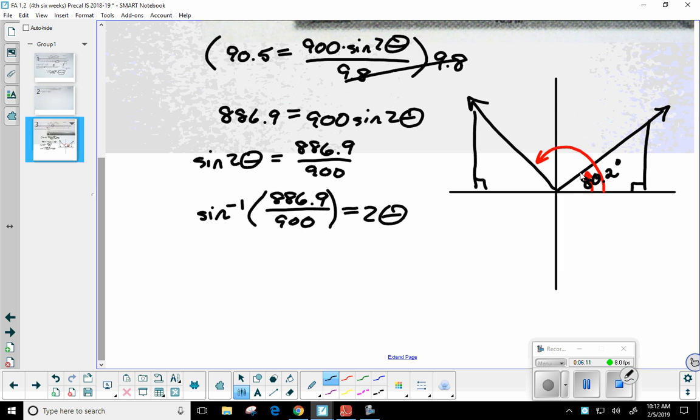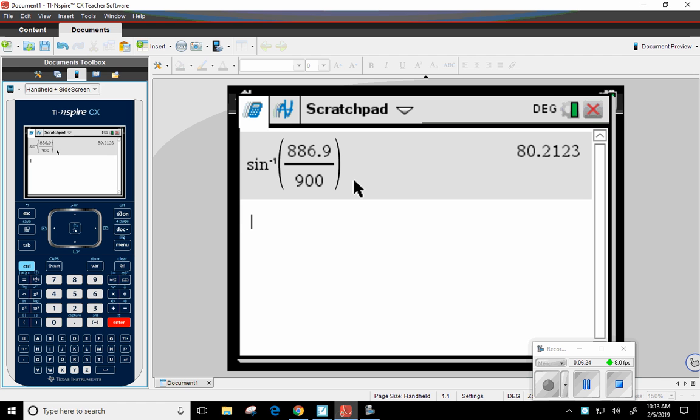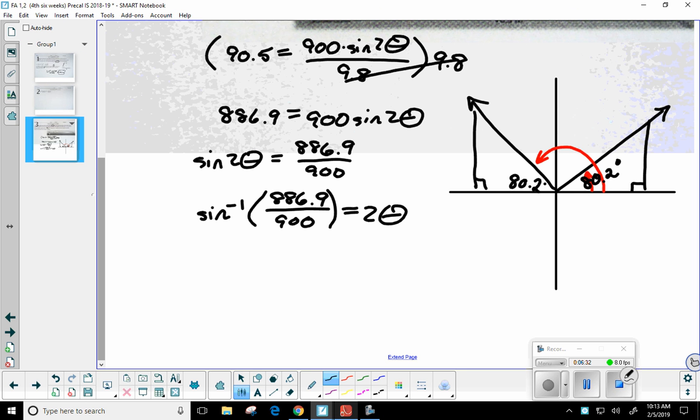So how can I figure out what this other angle is going to be if this one has to be 80.2 as well? Subtract from what? You could do pi, if it was in radians, but in degrees, I would go ahead and take the 180 minus the answer we just got. So let's say 99.7. So this other one is 99.7 degrees.